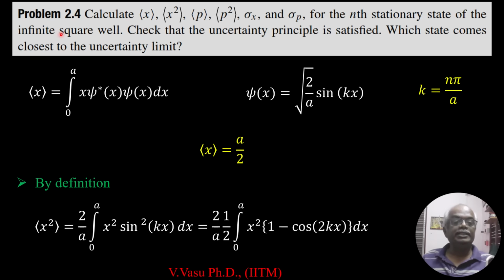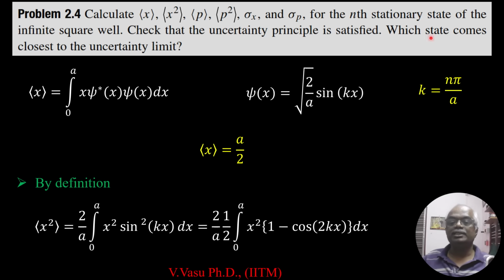Today we will see the simplified version of problem 2.4 of Quantum Mechanics, Griffiths third edition. The problem 2.4 is: calculate the expectation value of x squared and p squared, also sigma x and sigma p, for the nth stationary state of the infinite square well. Check that the uncertainty principle is satisfied.